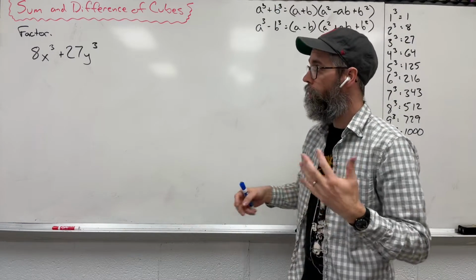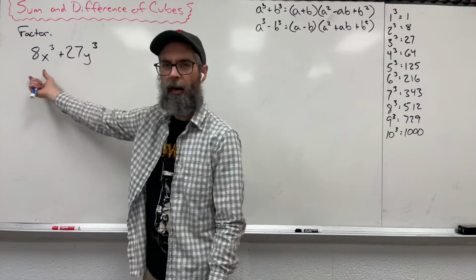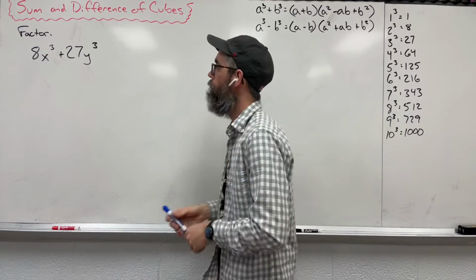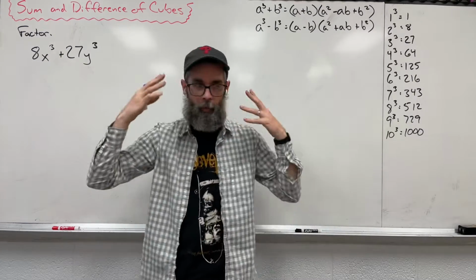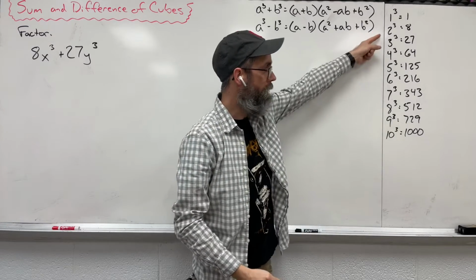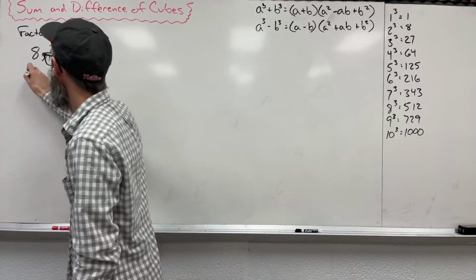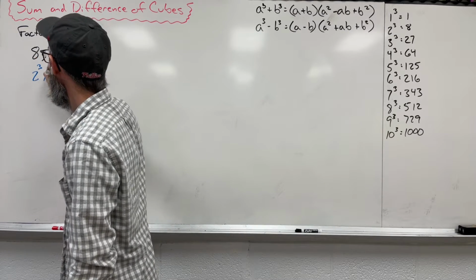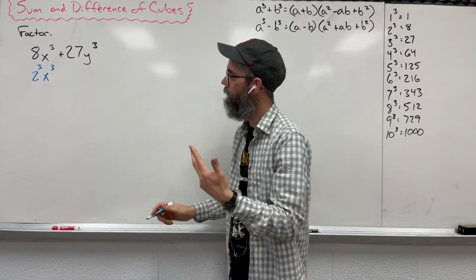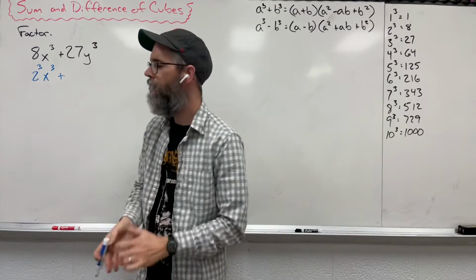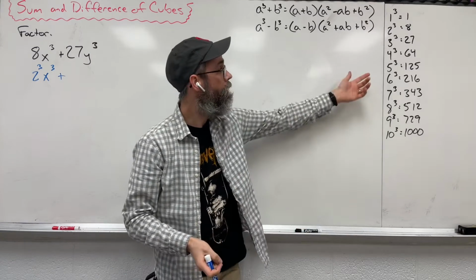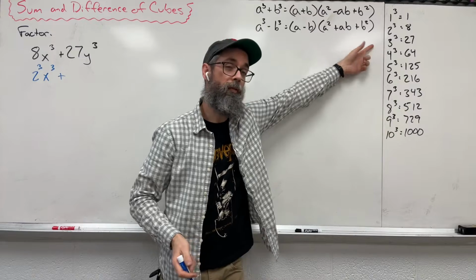So what we need to do is, can we rewrite this to make it look a little different? So I see the number 8. I know the number 8 is kind of familiar. 8 can also be written as 2 to the third power. So that's what I want to do. So we now have 2 to the third power times x to the third power plus, and can we rewrite 27? Well, 27 can also be 3 to the third power.